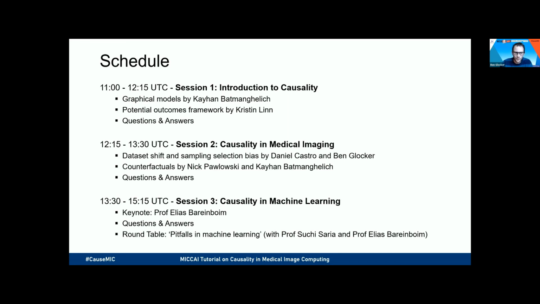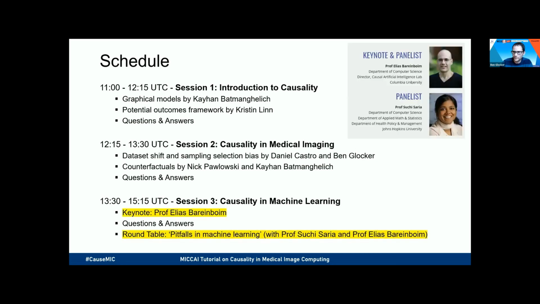One of the students of Judea Pearl, actually, a former PhD student, Elias Bareinboim, is giving a keynote, and then at the end we will have an open discussion, a roundtable. And we are very fortunate and delighted that Suchi Saria also will join us, the keynote speaker from Monday, to discuss pitfalls in machine learning. So this should be really an exciting session, and we'll make it open. People can ask questions, unmute themselves. It will be in a separate session, but we will come to that later.